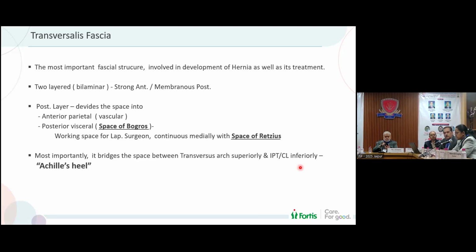involved in the development as well as the repair of the hernia. It's a bilaminar layer, an anterior strong layer and a posterior membranous layer. The posterior layer develops the space and divides it into two compartments. Anterior is the parietal, a vascular space. That means there is high vascularity between the two layers of the lamina, transversalis fascia.